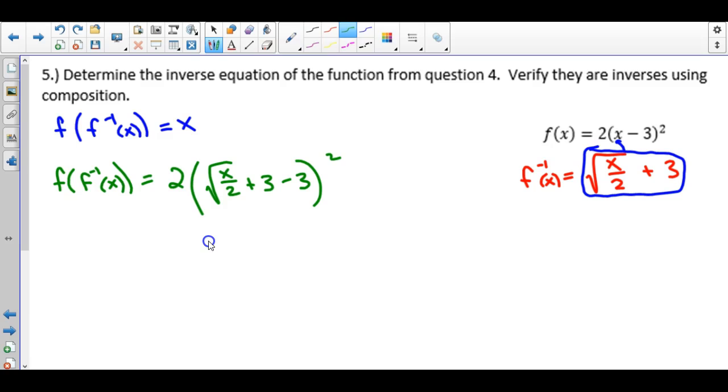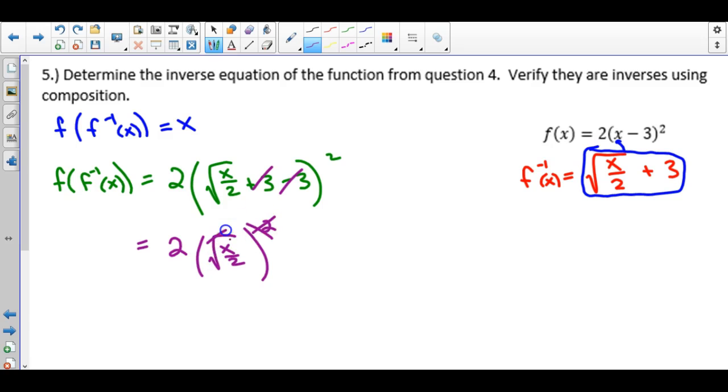Now I'm just going to start eliminating or crossing off certain things that would be inverses of each other. So the 2 is going to get brought down. The square root of x over 2 is going to come down, but the 3's are inverses. So I have a positive 3 and the negative 3 here. So I just kind of cross them off. Those will eliminate.